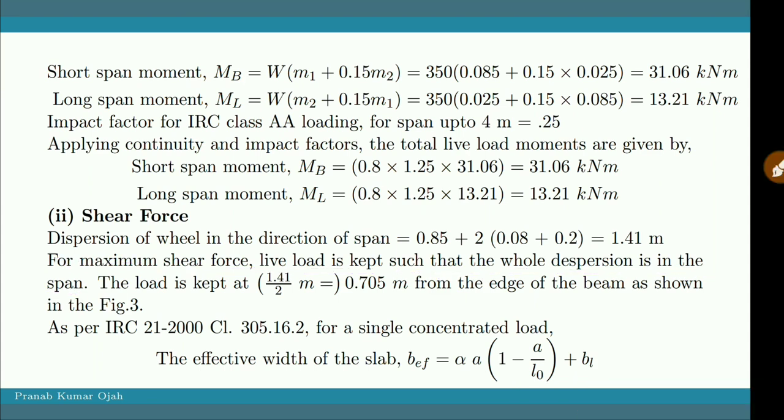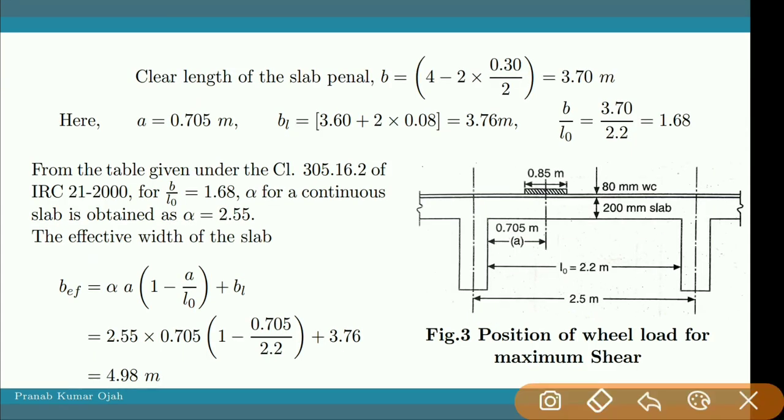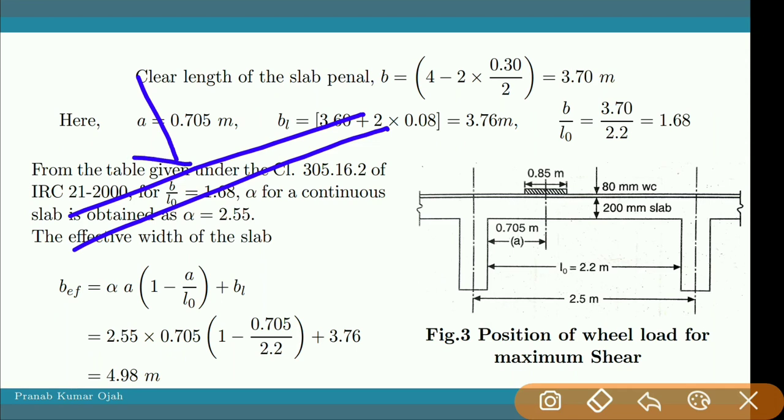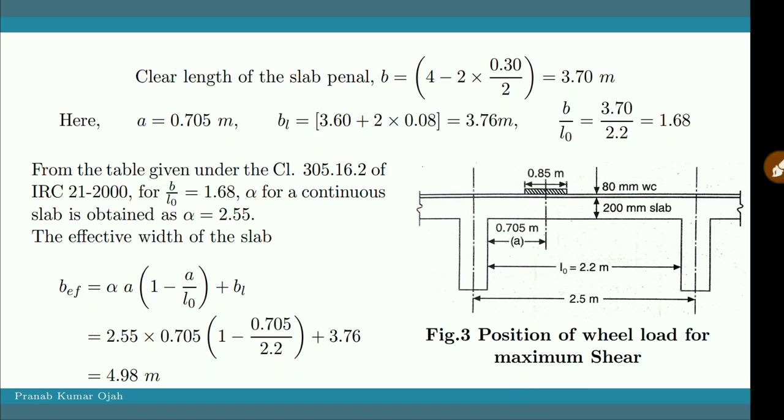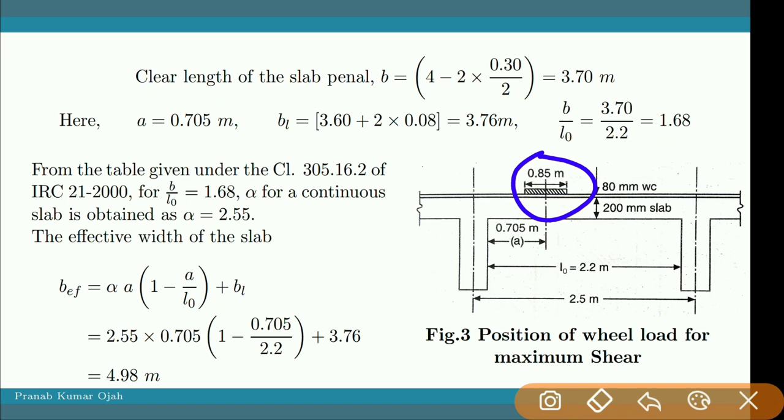Okay, next, for maximum shear force, live load is kept such that the whole dispersion is in the span. If you see this figure, we all know that if you have a beam and one moving load is acting on the beam, these are the two supports. Due to this moving load, the shear force becomes maximum when it is very close to the support. If it moves to this position, then we get the maximum shear force. So I have placed the wheel in such a way that we get the maximum shear force.